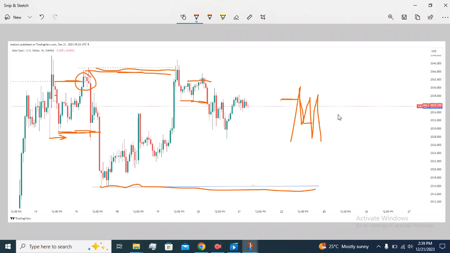Ta-da! This setup just printed there. But also assuming that these lower lows have not been taken, this lower low has not been taken, then we can call all of this the first break of structure. Then this high is where we set our entry.